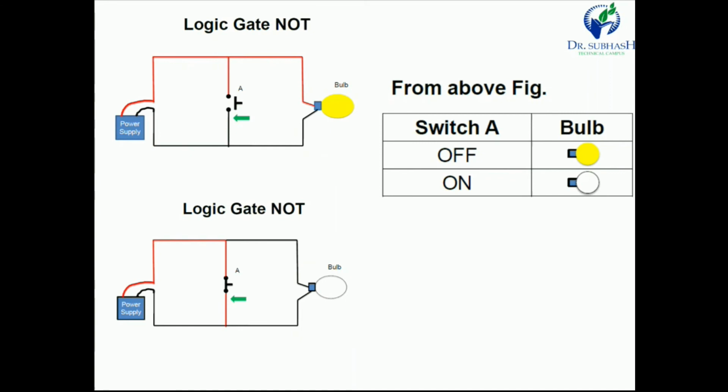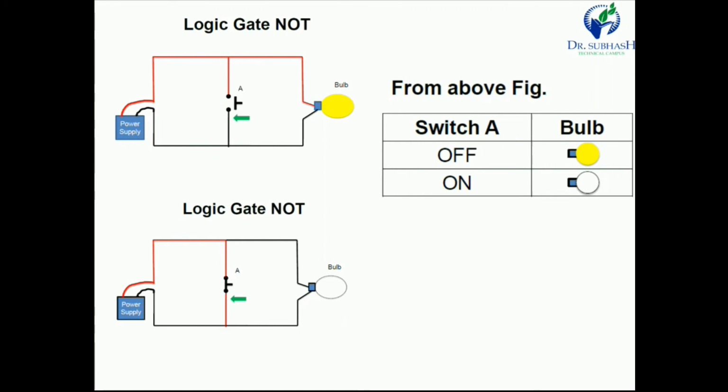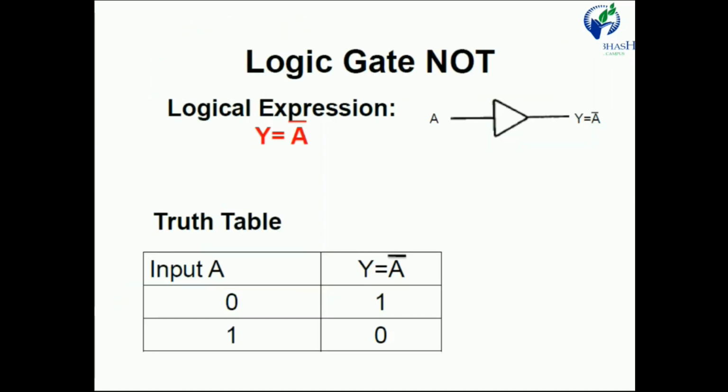So we can say that when switch A is off, the bulb is on, and when switch A is on, the bulb is off. So there are two different conditions: whenever the switch is off, the bulb is on, and whenever the switch is on, the bulb is off. So this is about the NOT gate, and when we want to draw the table, it goes like this. This is the symbol. A is the input, Y is A bar.